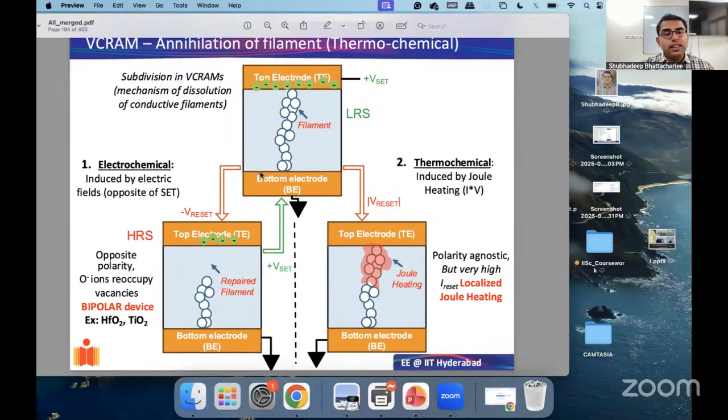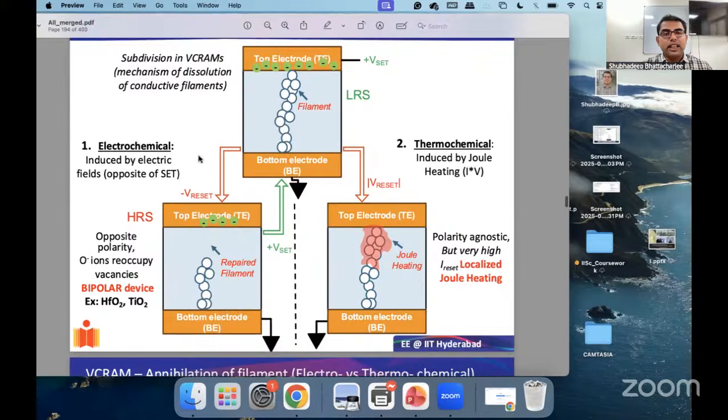This subdivision is electrochemical and thermochemical. What is the basis of this subdivision? The basis is how the created filament is going to get annihilated, so how there is a breakage in the filament. That's what we discussed: there is electrochemical and there is thermochemical. First, let's see what is electrochemical.